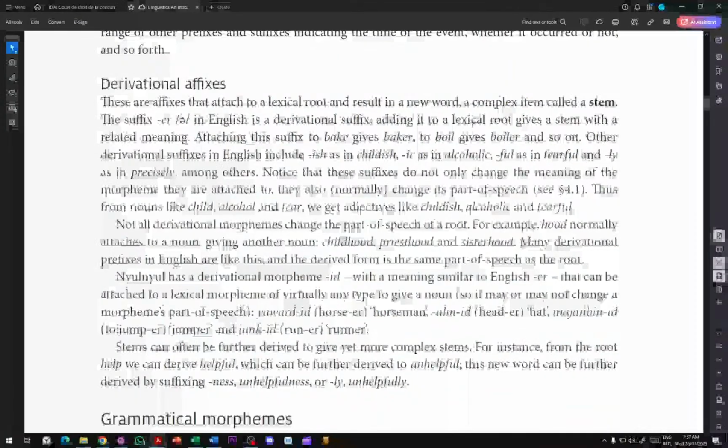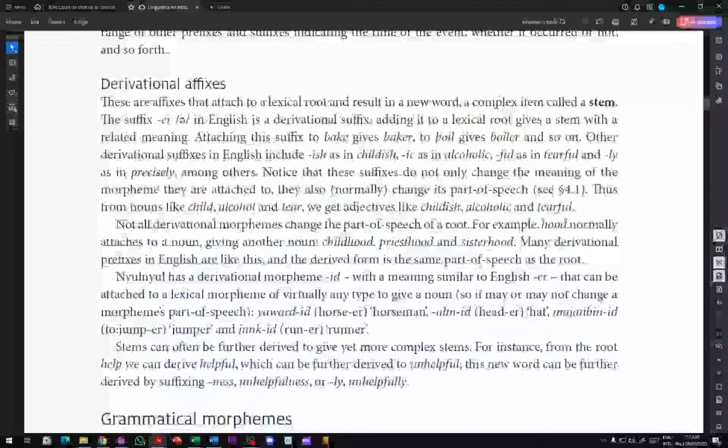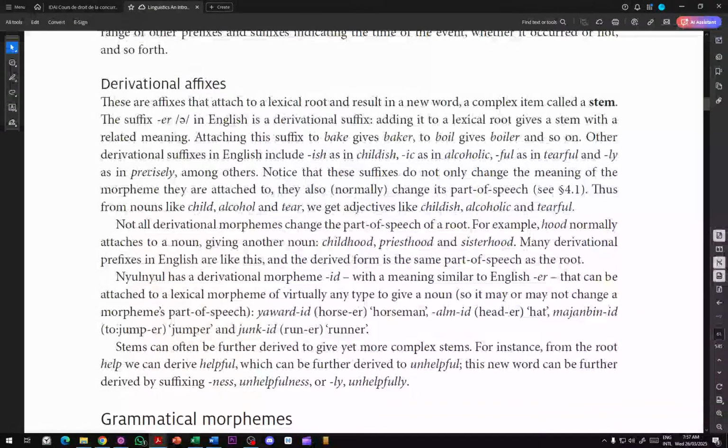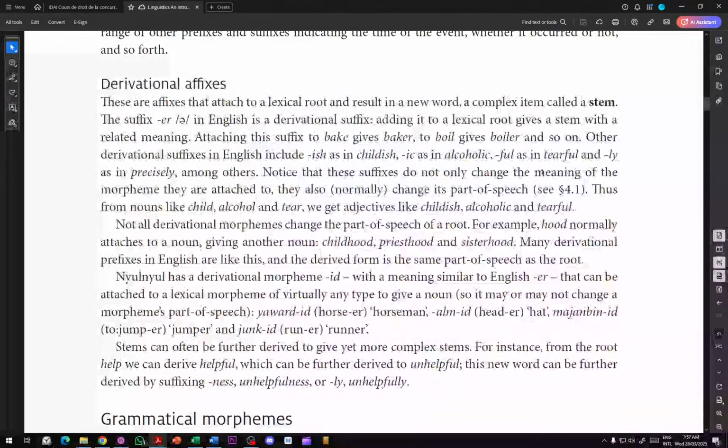Adding it to a lexical root gives a stem with a related meaning. Attaching this suffix to bake gives baker. To boil gives boiler, and so on. Other derivational suffixes in English include -ish as in childish, -ic as in alcoholic, -ful as in tearful, -ly as in precisely, among others. These are all suffixes.